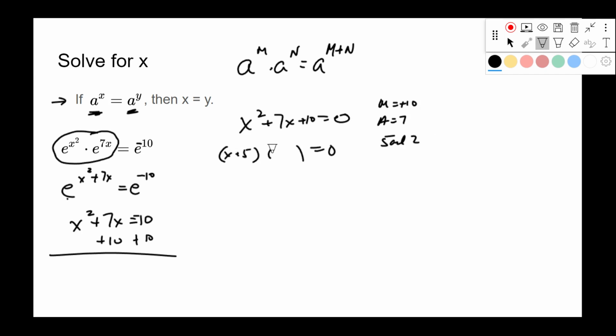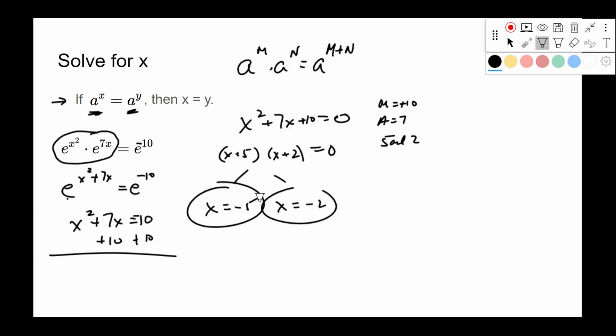X plus 5, x plus 2. Split them. X equals negative 5. X equals negative 2. There's my two answers. Sorry about that, folks. Quick change on the fly there. But we end up with a correct answer here. Both of these numbers, if you plug them in for x, will make this equation true.